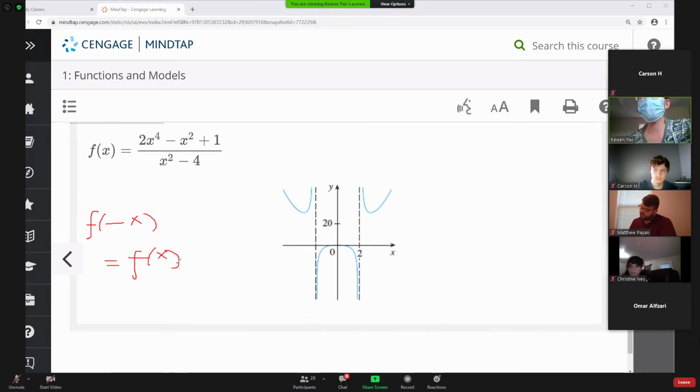Sketching sometimes is time consuming, especially for a rational function. But in the future, we'll learn how to sketch these. So far, we just look at a picture to see why this is an even function, because it's symmetric with respect to the y-axis. So we have finished this.